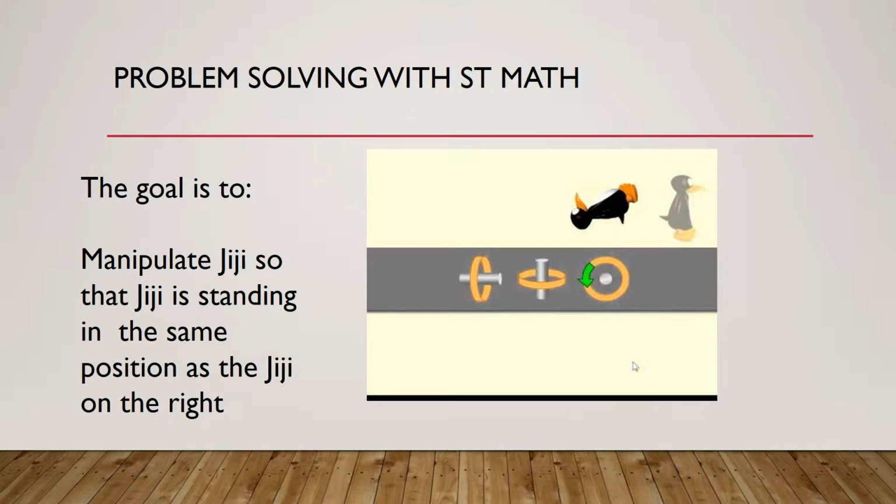The first one we're looking at is STMath by MIND Research. STMath is a fully self-evaluating and assessment program that is used for students. In this program, you're going to end up using a lot of different activities. In this case, we're going to take Gigi, the little mascot, and we're going to twist and turn Gigi so that Gigi lines up with the Gigi on the right.